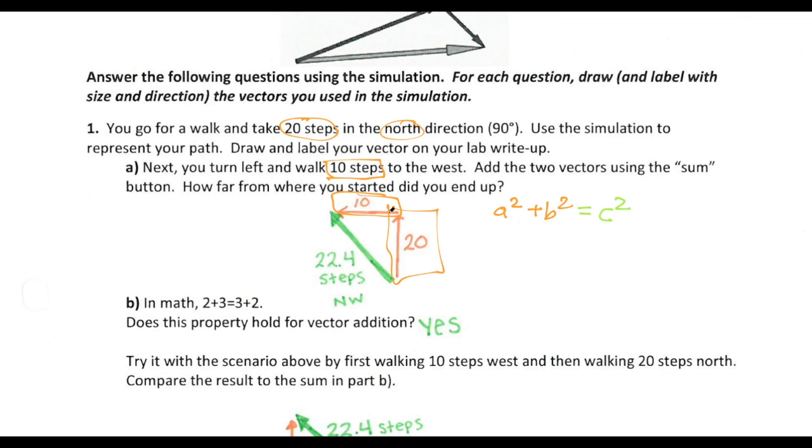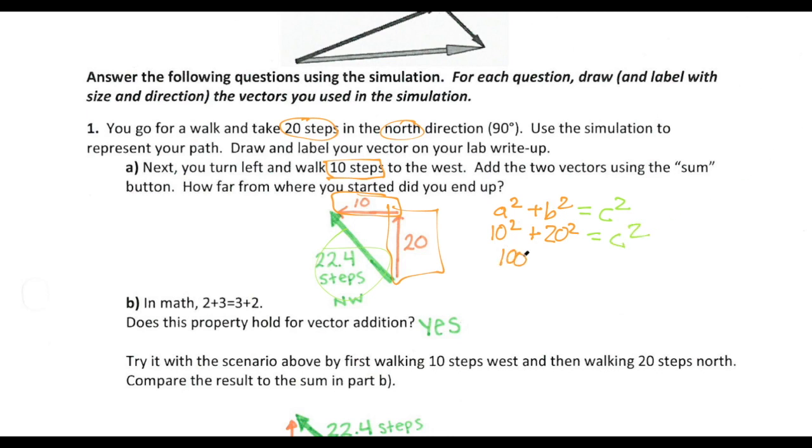Doesn't matter which one is a, which one is b. Right? Just matters that neither one of these are c, because remember, c is reserved for the hypotenuse and the hypotenuse alone. So we know the answer already because it's in the answer key, but how we get there, let's go ahead and take a look at.